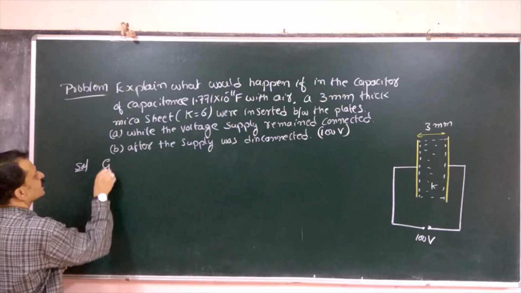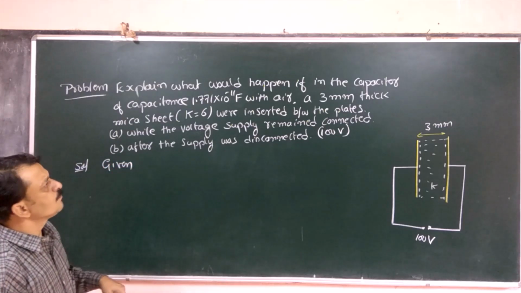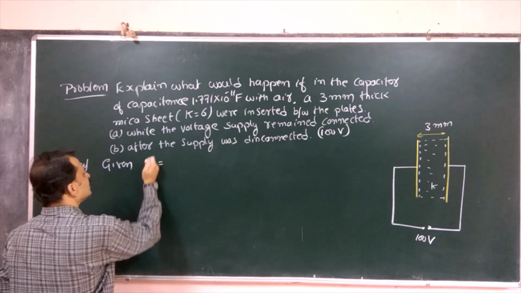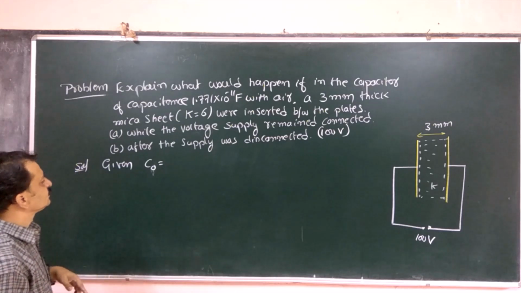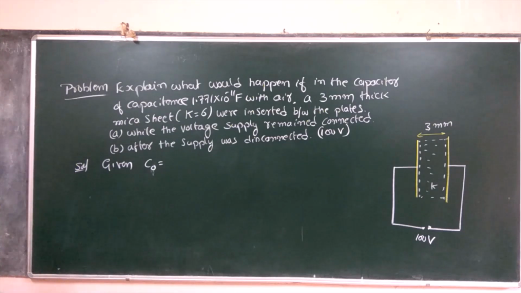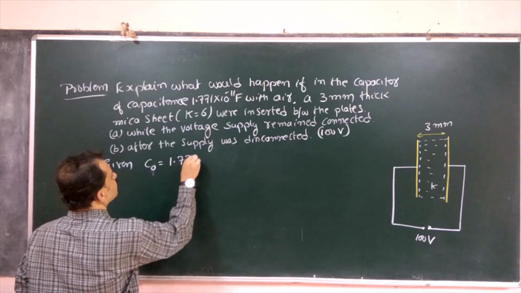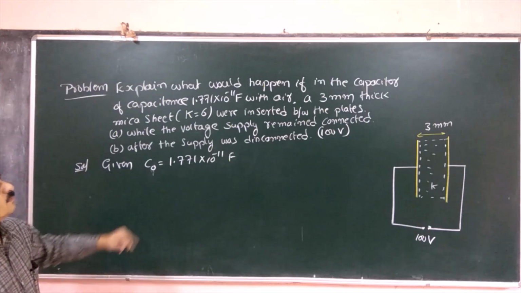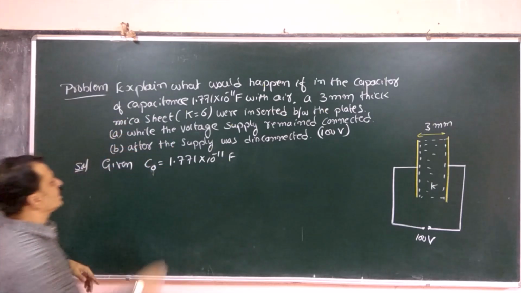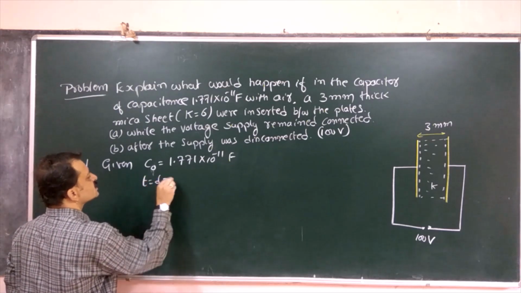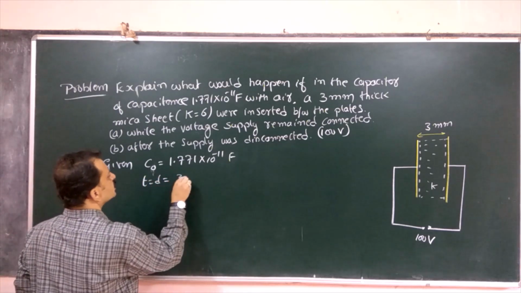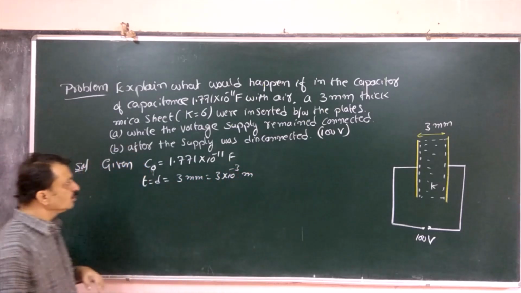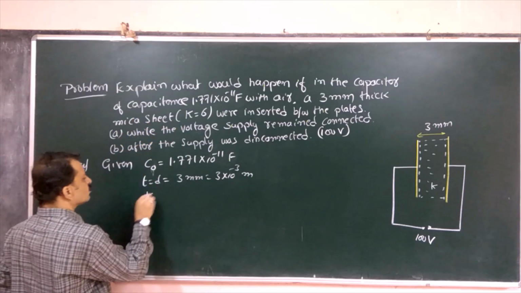Now solution, what are the given things here? Now here given the initial capacitance is given. Now capacitance, if I write C naught, is equal to 1.771 into 10 to the power of minus 11 farad. That is initial capacitance is given, and a mica sheet of thickness. Now thickness is equal to distance of separation between the two plates, that is 3 millimeter, that is 3 into 10 to the power of minus 3 meter. Dielectric constant K is equal to 6 they are giving.